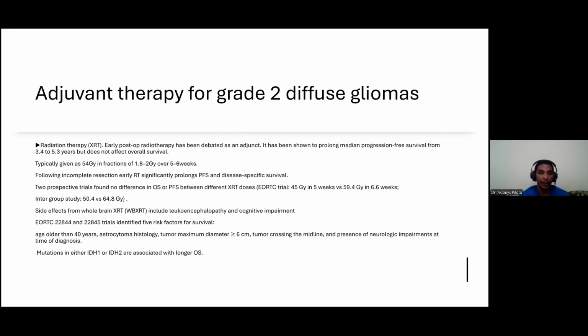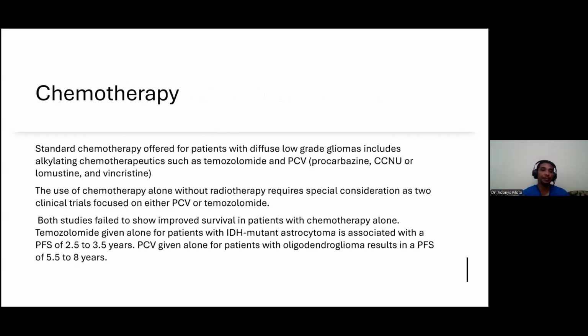Mutation in either IDH1 or IDH2 is associated with longer overall survival. Chemotherapy: the standard chemotherapy offered for patients with diffuse low-grade glioma includes alkylating chemotherapeutics such as temozolomide and PCV, procarbazine, CCNU or lomustine, and vincristine.